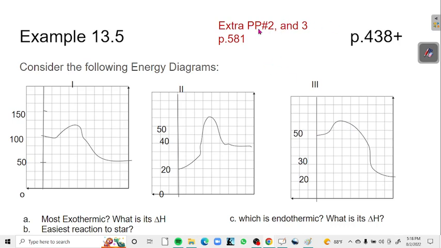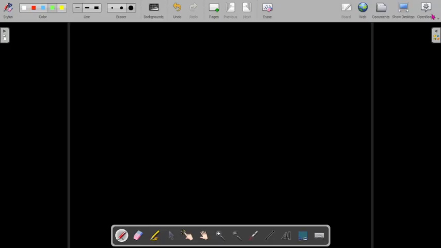Let's do extra practice problem number 2 and number 3. You're going to find them on page 581 in your textbook. So let's move on. It's going to be hard for me to draw this, but let's start with number 2. It says, which of the following diagrams indicates an endothermic reaction, and what is the change of enthalpy of that reaction? See if I can draw it a tiny bit with my mouse. It's hard, but I'm going to try. So let's go to the whiteboard, which is black. There you go. And let's see.